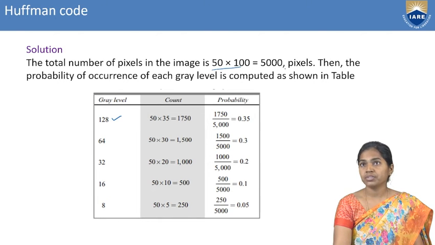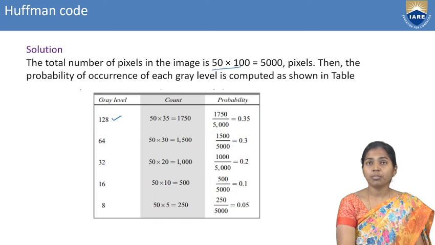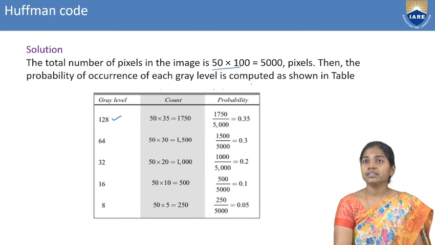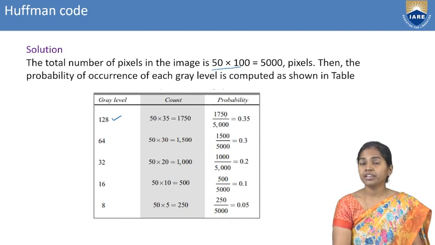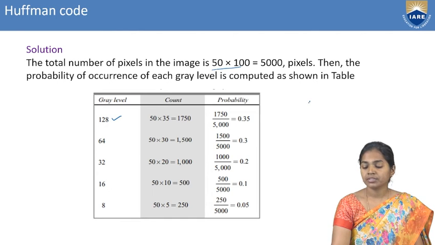Here it is 5000 pixels. Then the probability of occurrence of each gray level is computed as shown in this table. Here, the probability value is 1750 by 5000, which is 0.35 with gray level 128.